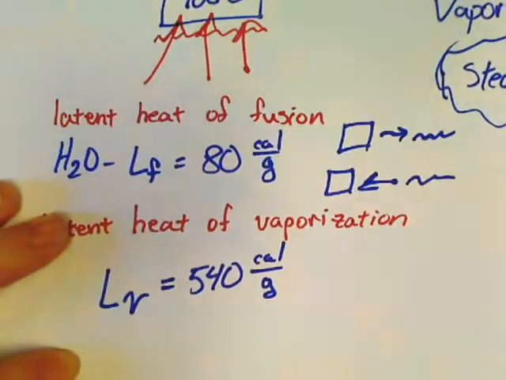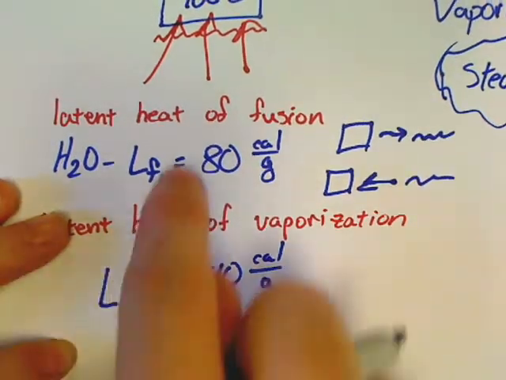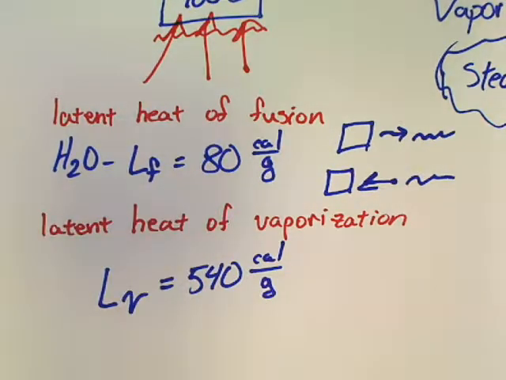If you notice, it's a whole lot harder to boil water than it is to freeze it or melt it. It takes a whole lot more energy to vaporize or condense water than it ever did to melt water in the first place. That's the foundation for all these problems.